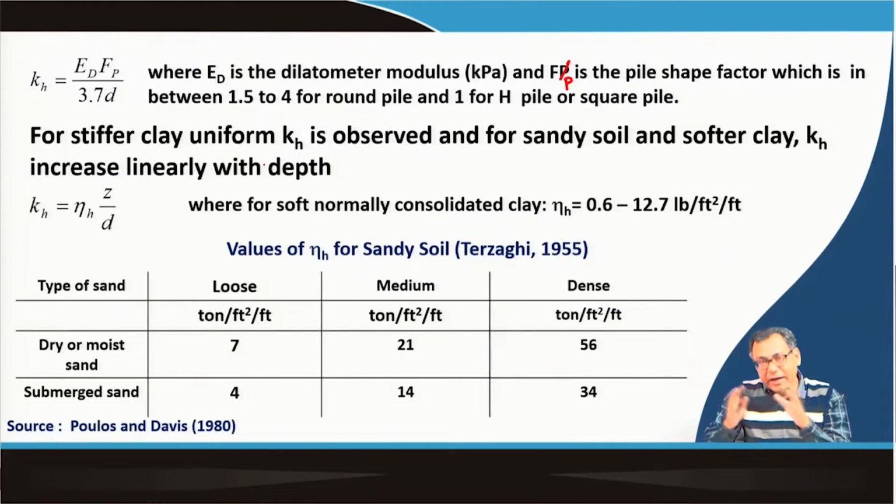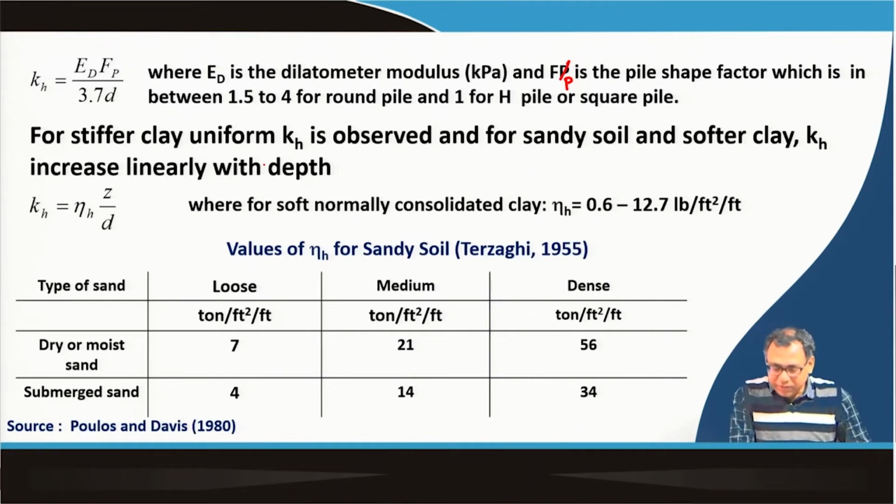As I mentioned, for stiffer clay a uniform KH is observed, but for sandy or granular soil and very soft clay, the KH is not uniform along the depth. KH generally increases linearly with depth. In such a case KH can be represented as eta h into Z by d, where Z is any depth from the ground surface, d is the diameter of the pile, and eta h is called the coefficient of subgrade modulus or unit subgrade modulus.